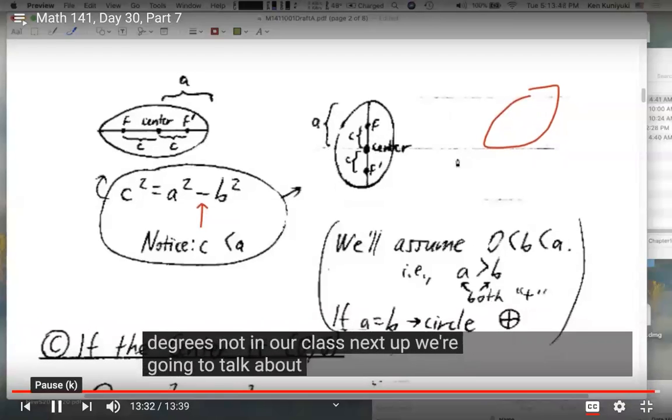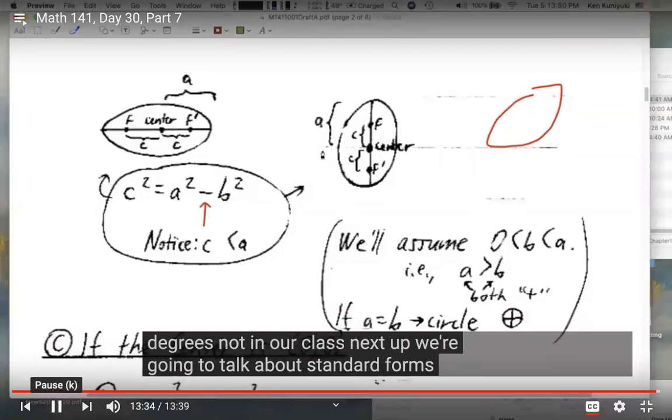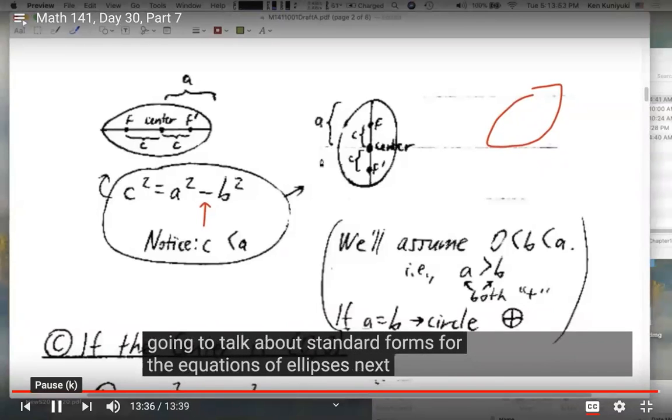Next up, we're going to talk about standard forms for the equations of ellipses. Next time. So where are X and Y? They're coming up next time. Like, how do you graph these things on Desmos? Questions before we go on. And after this, you'll be able to do all the homework on chapter 9 and the 10.3 problems. All right, questions.